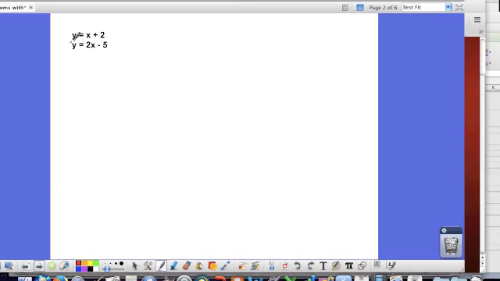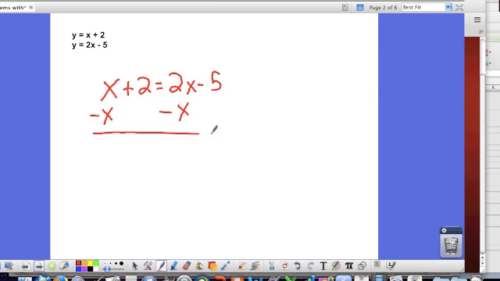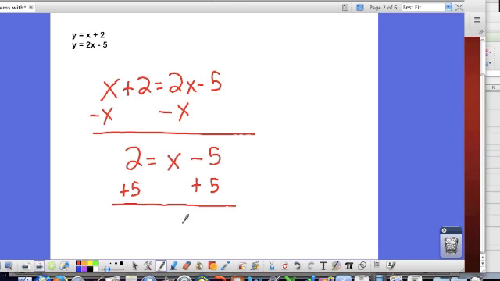Our second problem is a problem where both equations are equal to the same thing. They're both equal to y. So if x plus 2 is equal to y and 2x minus 5 is equal to y, then they're equal to each other. So in this case, I'm going to subtract x from both sides. 2 equals 2x minus x, which is x minus 5. I'm going to add 5 to both sides. And I get x is equal to 7.